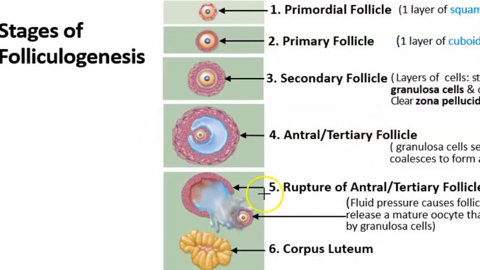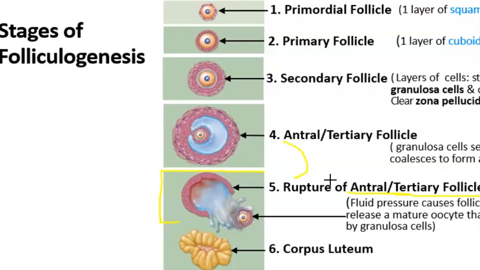The fifth stage of folliculogenesis is formation of a tertiary follicle, also called an antral follicle, but really you could call either one of these. The fifth stage is rupturing of this tertiary follicle. And that occurs because so much fluid has been secreted by the granulosa cells that pressure has increased and caused the follicle wall to burst.